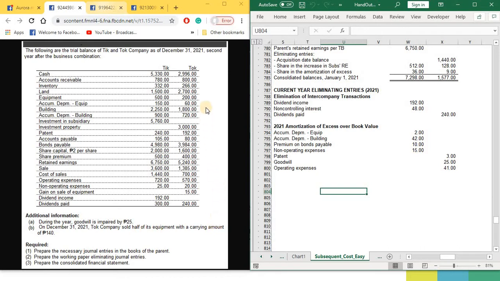So looking at the trial balance of Talk Company, we have a 200 equipment, which is the cost, and accumulated depreciation of 60 pesos. Which means that prior to the sale, the equipment has a total cost of 400 and an accumulated depreciation of 120 pesos. So since half was sold, the remaining cost is 200 and the remaining accumulated depreciation is 60 and the carrying amount is 140 pesos.